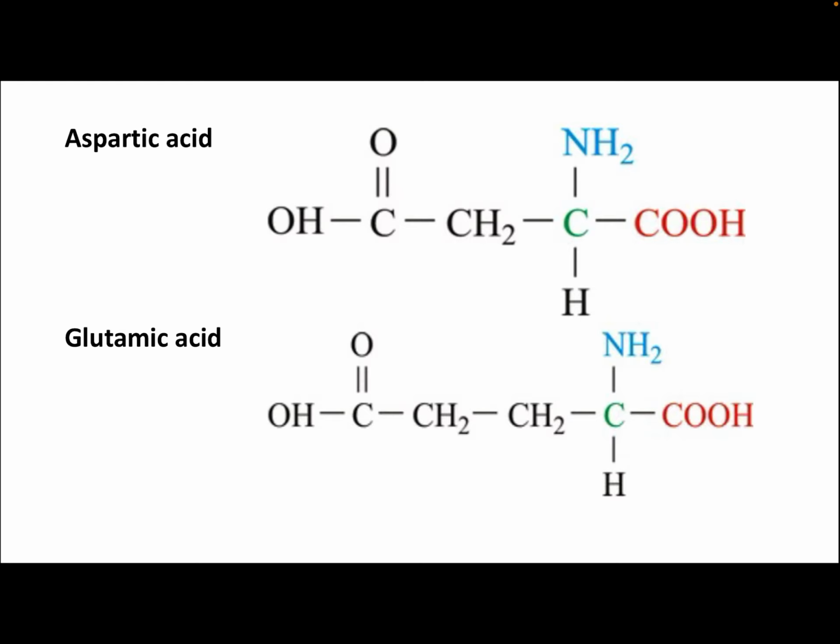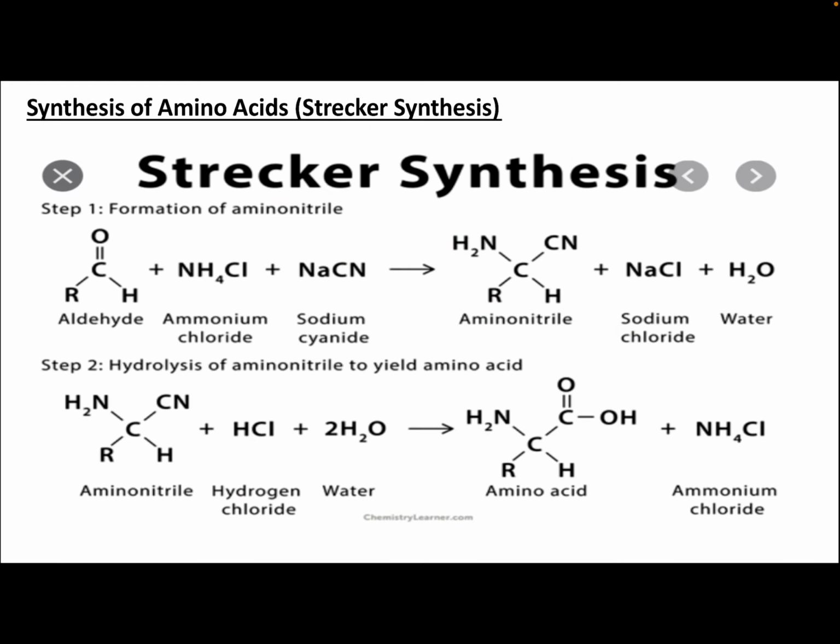Aspartic acid. In aspartic acid, there is a carboxylic group on both sides and CH2 in the middle, with an amino group on one side and H on the other side of the carbon. So aspartic acid has 2 carboxylic groups and 1 amino group, and in between there is CH2. Then glutamic acid. In glutamic acid the structure is the same, carboxylic acid on both sides and 1 amino group, but here 2 methylene CH2 groups are there. So it is glutamic acid, an example of an amino acid.